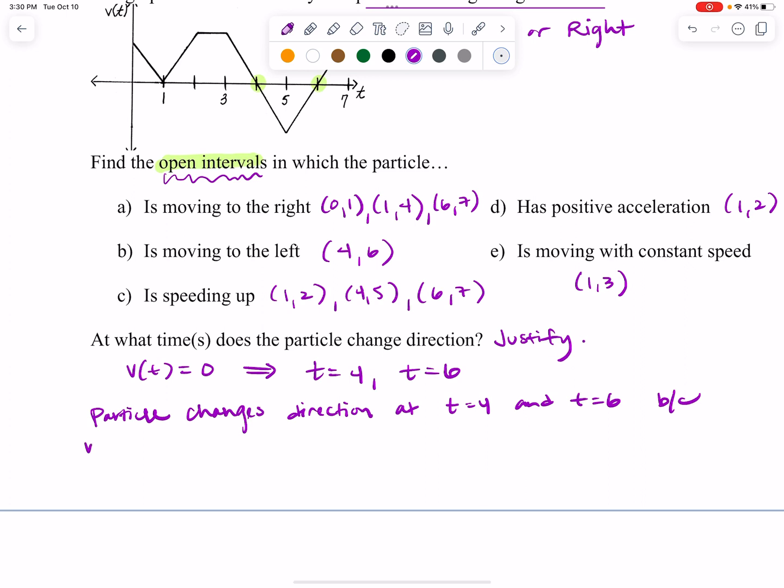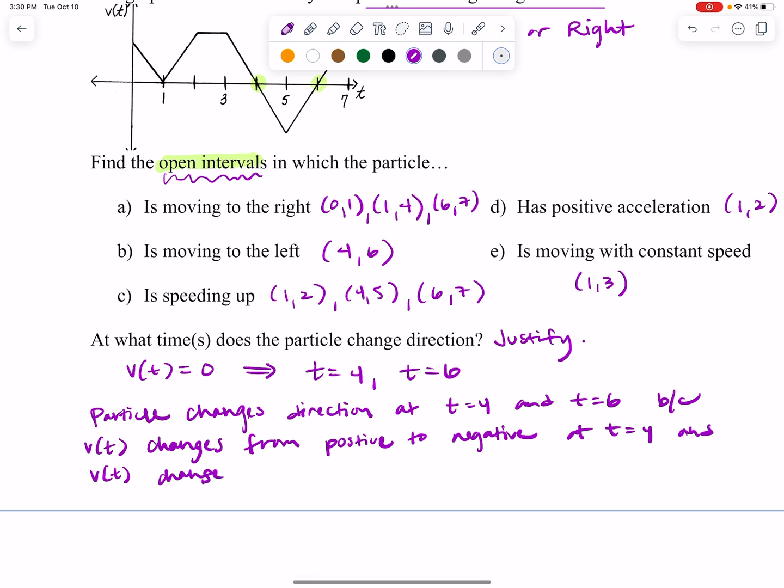because v of t changes, you want to be specific, from positive to negative at t equals 4, and v of t changes from negative to positive at t equals 6. Okay, so that would be our justification.